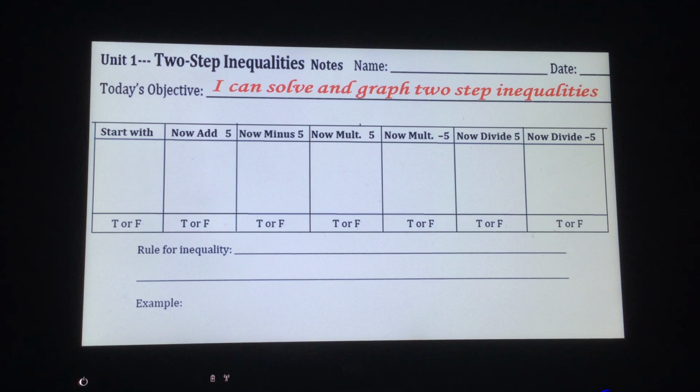Okay? Now we're going to start in this box right here. We're going to start with an inequality. 10 is less than 15. Now, this is a true statement because 10 is actually less than 15. So down here, I'm going to circle true.